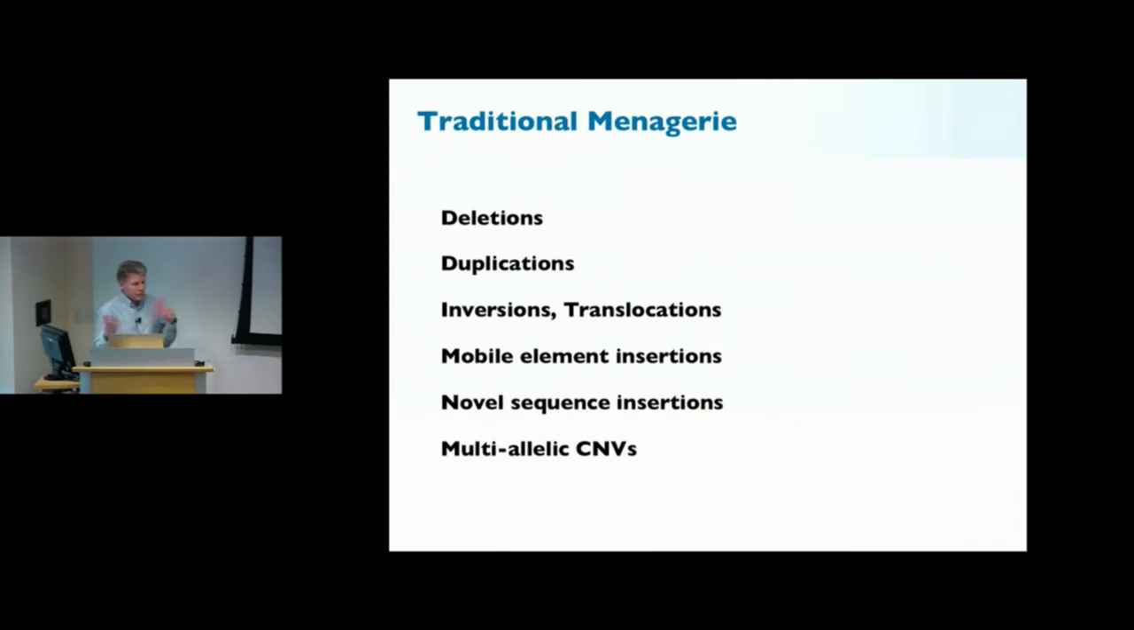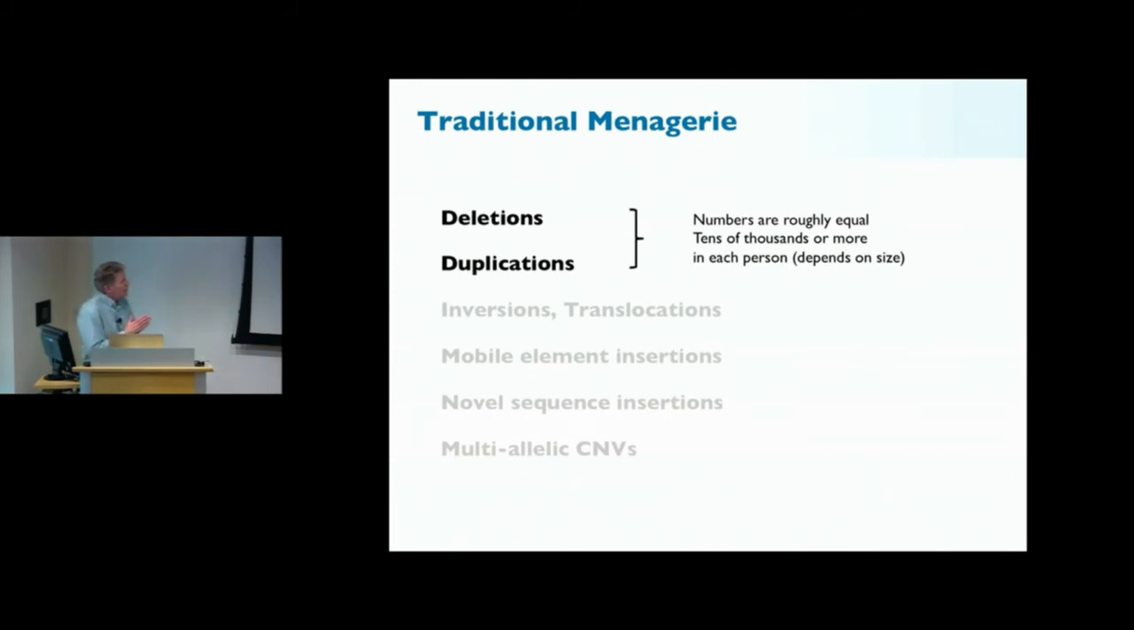And when we think about structural variation, traditionally we break it up into this menagerie of different kinds of events. So for example, we think about just deletions and duplications, right? Are people losing DNA, usually relative to the reference, or are they gaining DNA? And if you think of the reference as kind of a population norm, then maybe this has some genetic significance too. In general, we see that deletions and duplications, if you set aside mobile elements, are generally roughly equal. There's tens of thousands of them or more in each person.